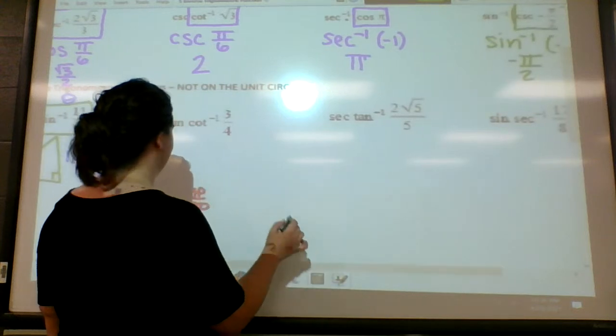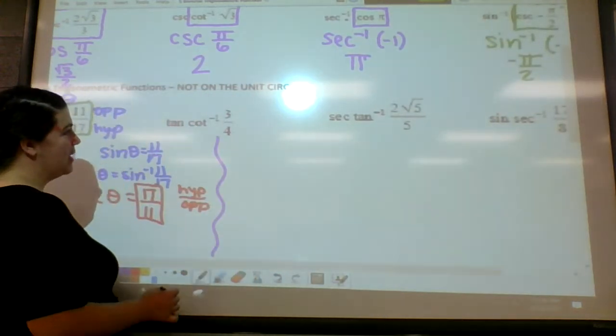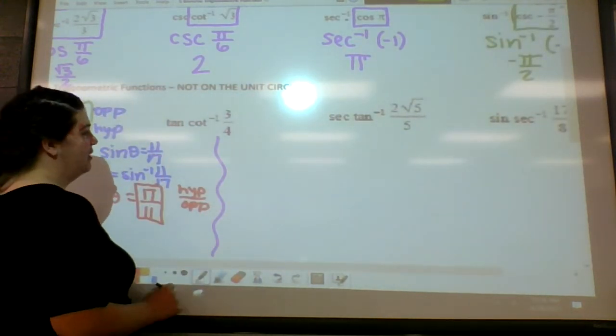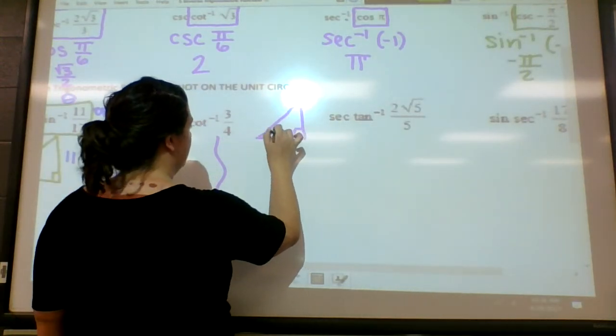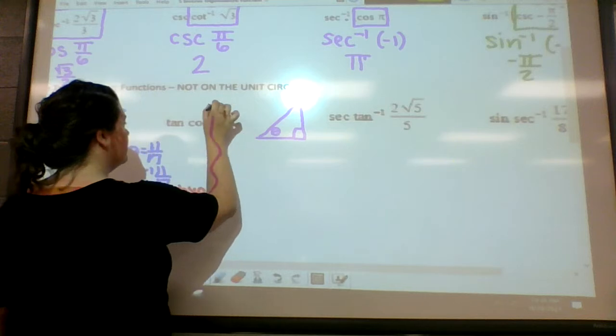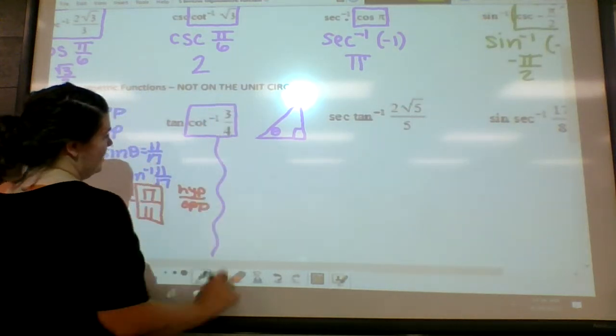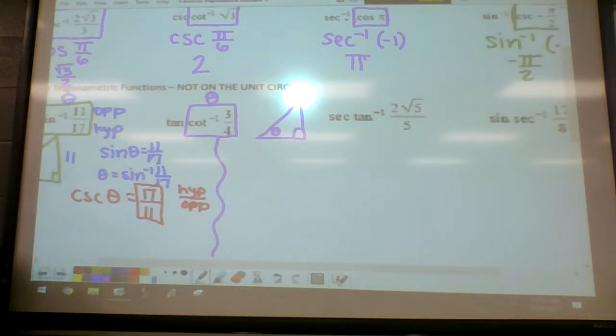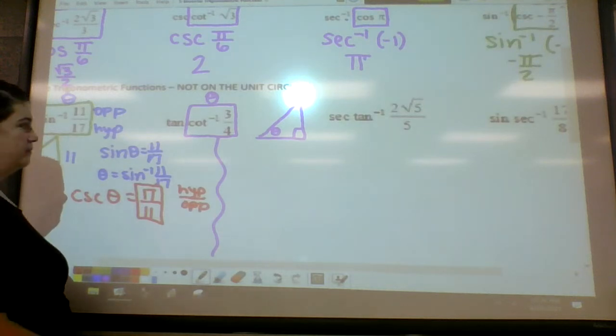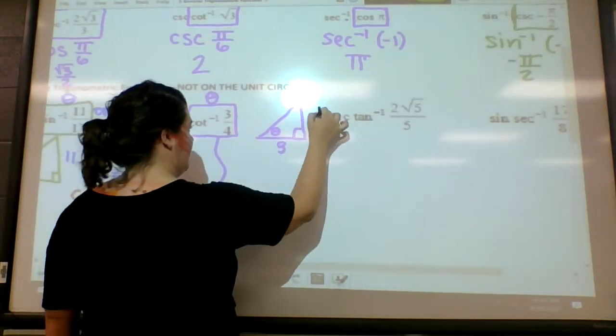Nope. All right, number the second one because I don't have them numbered. I'm going to make myself a nice little triangle here. Put my angle that I'm going to talk about. And so that angle has this relationship. Its cotangent is 3/4. And cotangent is what over what? Adjacent over opposite.